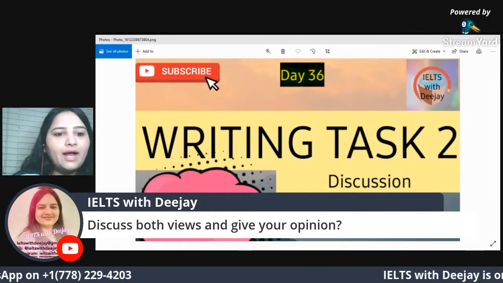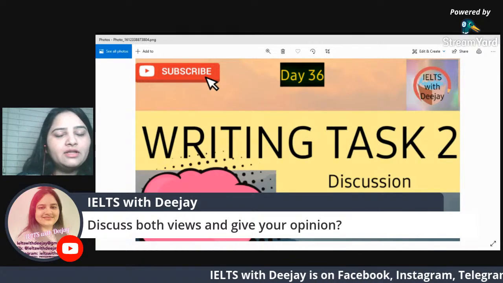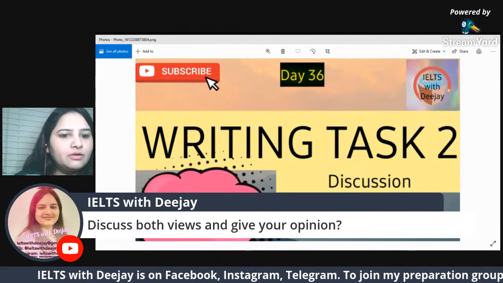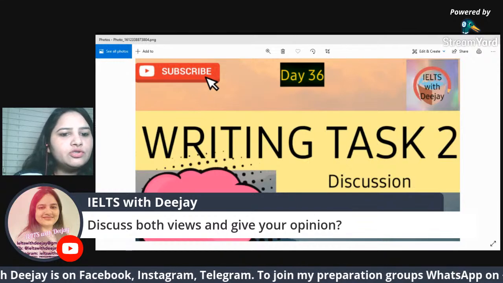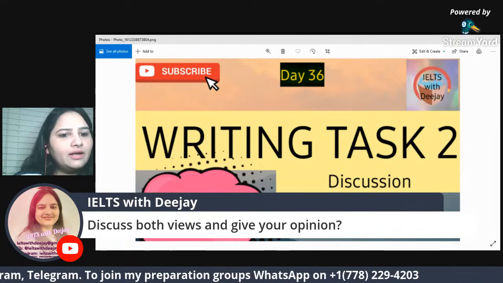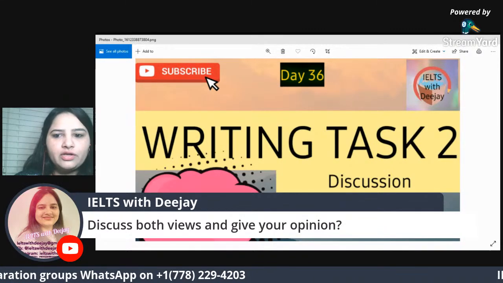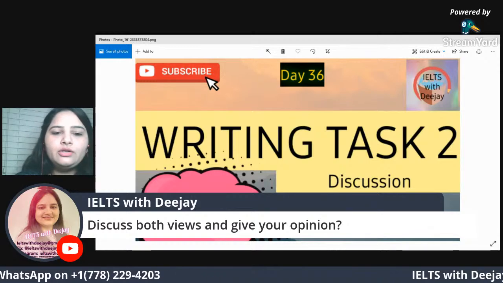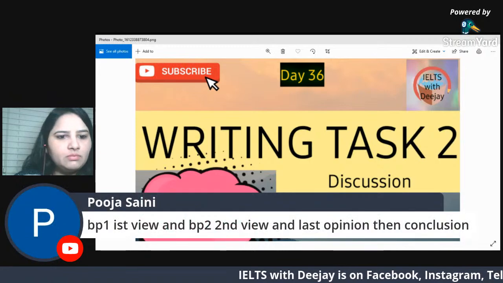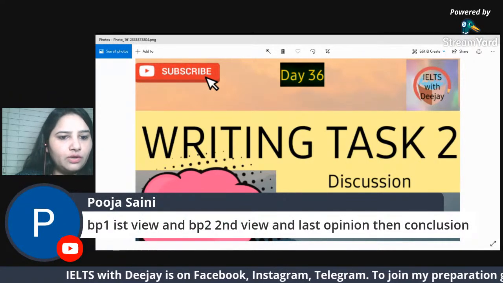I do not add an example in the BP3 because I have already added examples in the BP1 and BP2. So there is no need to add one more example in BP3. BP3 is going to be of only 2 to 3 sentences. Just write your main idea and then write the explanation. Whatever you want to write for the explanation, you can write, and you will simply conclude it. Okay. So let me see. BP1 first view, BP2 second view, and last opinion, then conclusion. Very good. Perfect.